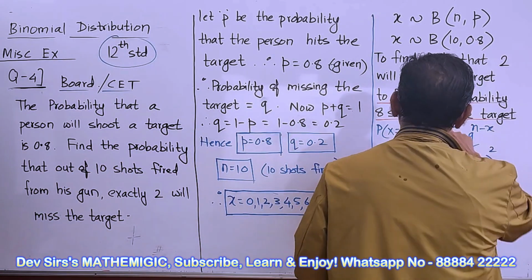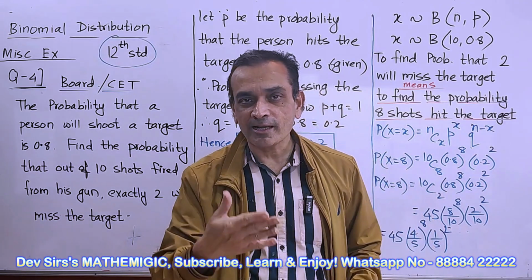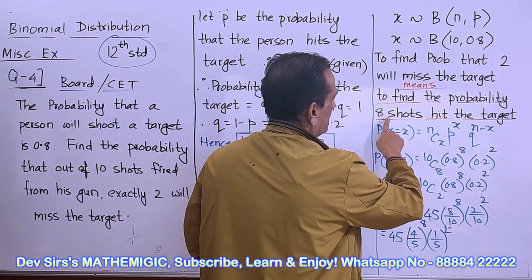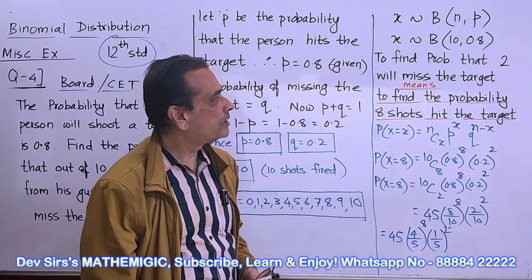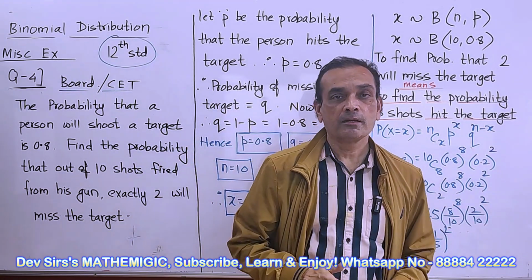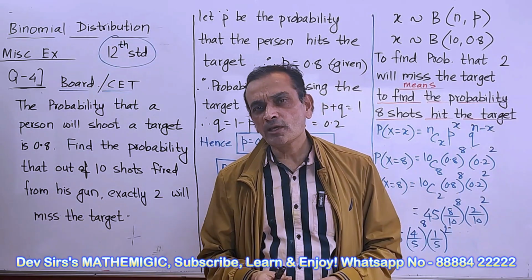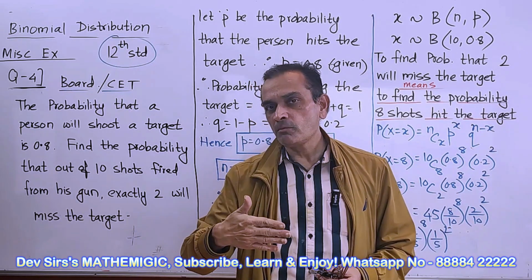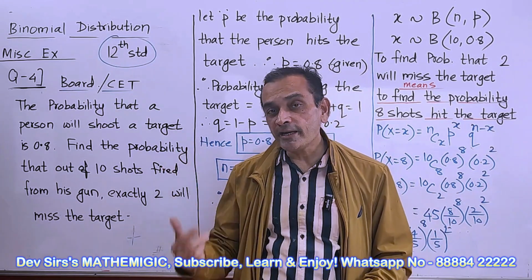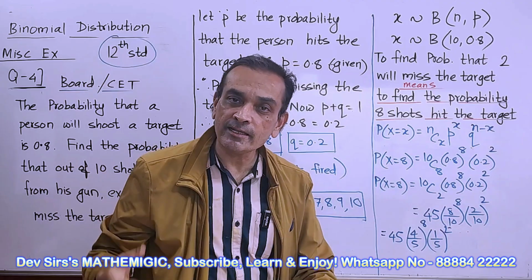The probability that 2 will miss the target. So 2 will miss the target can be written as the probability that 8 shots hit the target. 2 will miss the target means 8 shots will hit the target. Find the probability that 8 shots will hit the target. Okay, why did we convert? Because we are dealing with the probability of success, not failure. We have taken p as the probability of hitting the target. That is why, what is the meaning of 2 missing the target? 8 shots hitting the target.